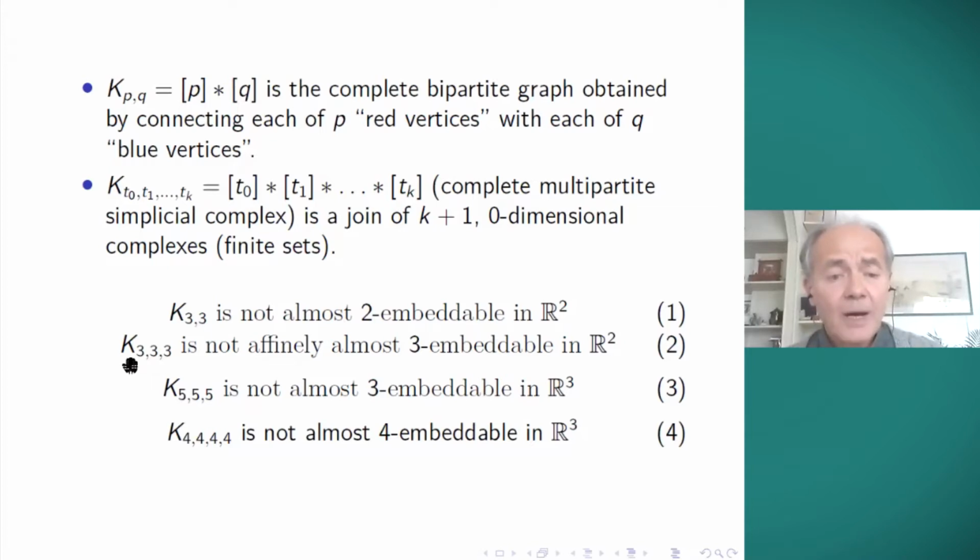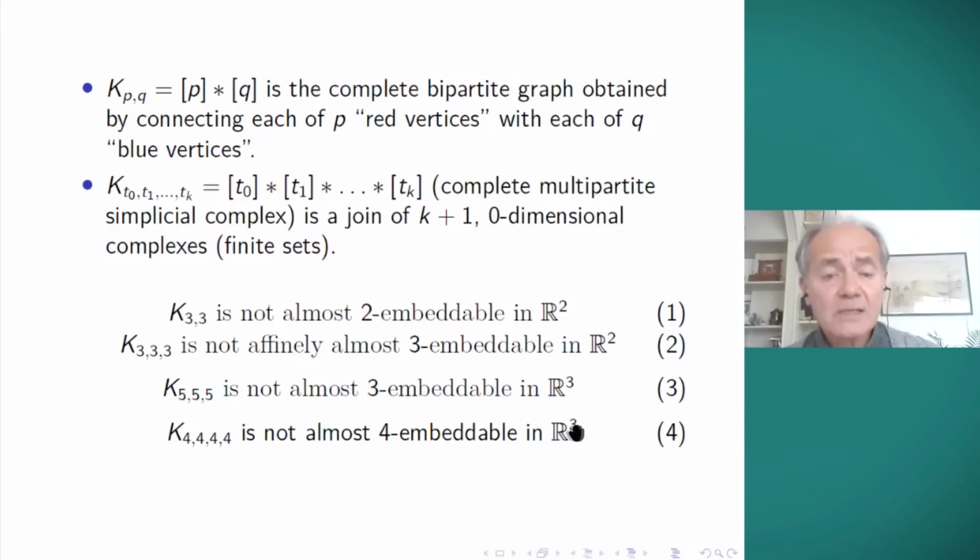For example, Barany and Larman proved that this two-dimensional complex, which is K33, the join of 3 copies of a 3-element set, is not almost 3 embeddable using only linear or affine maps. But now, if you want to map into 3-dimensional space, then you need a bigger complex. It is K555. It is not almost 3 embeddable by any continuous map. And K4444 is not almost R embeddable in R3.